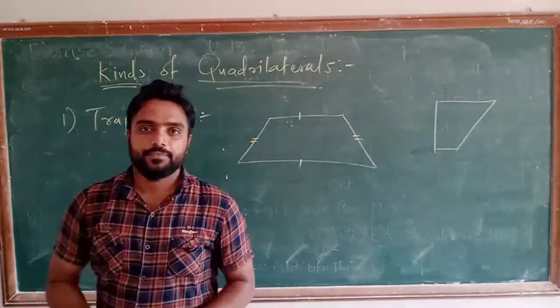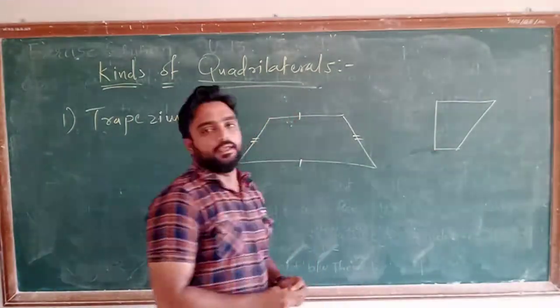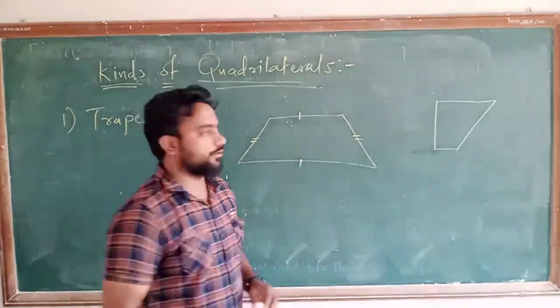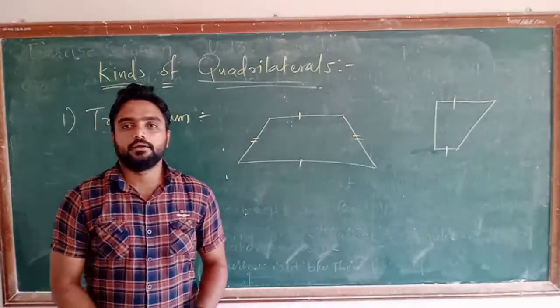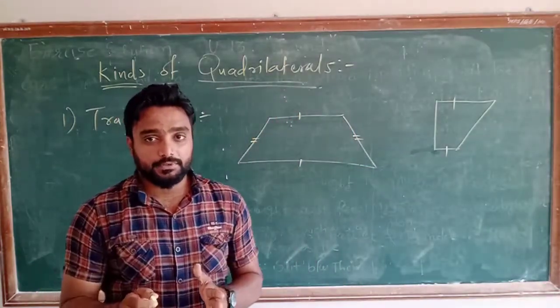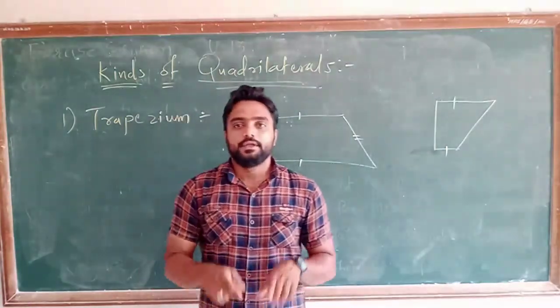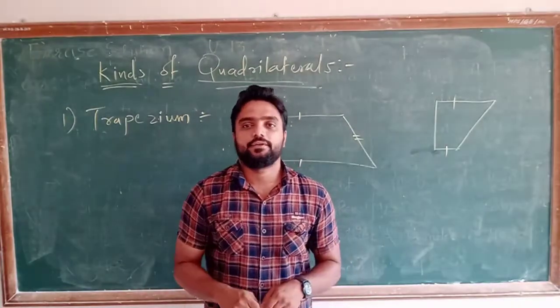So just see here in this figure. No doubt it is a quadrilateral. Now we will check whether the pair of opposite sides are parallel or not. Just see, this side and this side are both parallel to each other. By parallel, what is meant? You have already studied it in 7th standard. If two sides are parallel to each other, that means they will never intersect with each other.